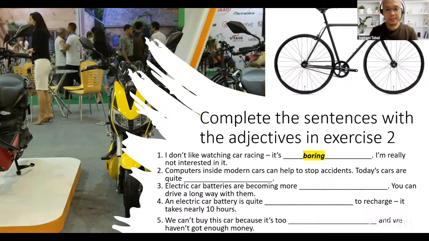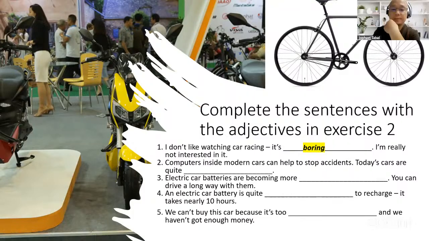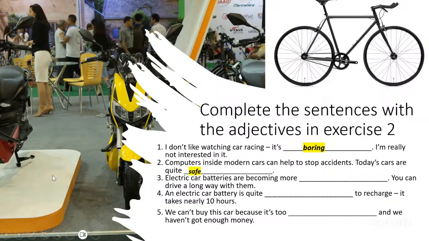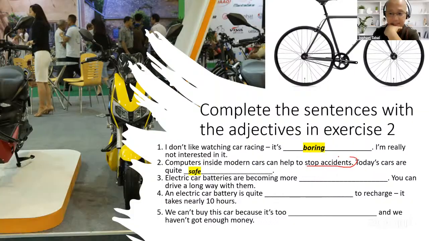Okay. So Sam, what's your answer for number 2? Today's cars are quite safe. Computers inside modern cars can help to stop accidents. Okay, so you stop accidents. What is an accident? A car crash. For example, you have your car and then that's an accident. Okay, so today's cars are safe.